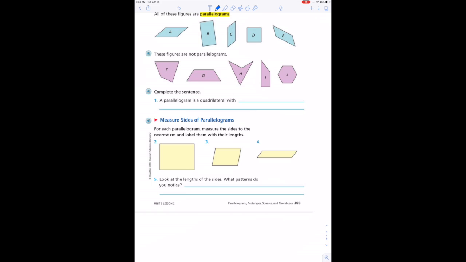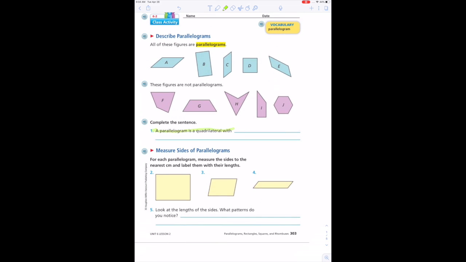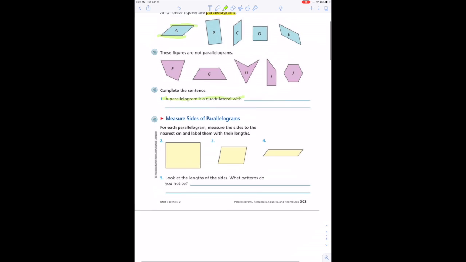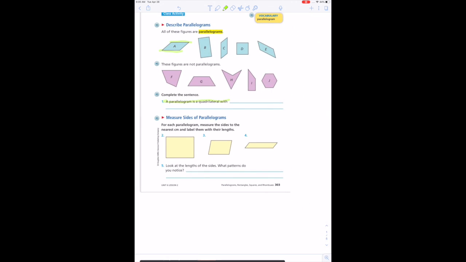So let's take a look at this question right here. A parallelogram is a quadrilateral with opposite sides. So opposite sides, this side and this side, are parallel with each other, okay? So all opposite sides are parallel to each other, okay? So that's a really quick lesson on parallelograms, okay?